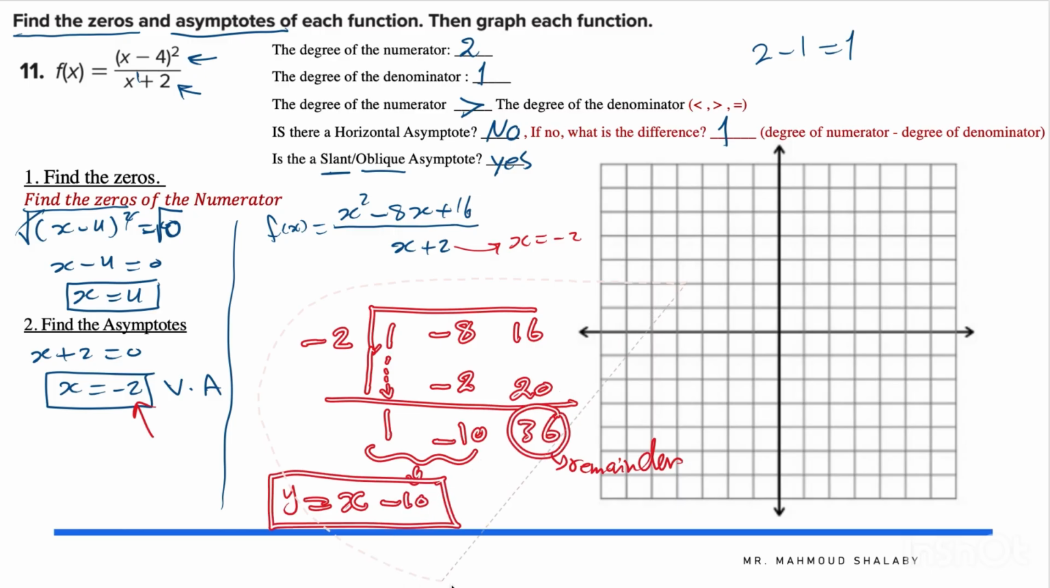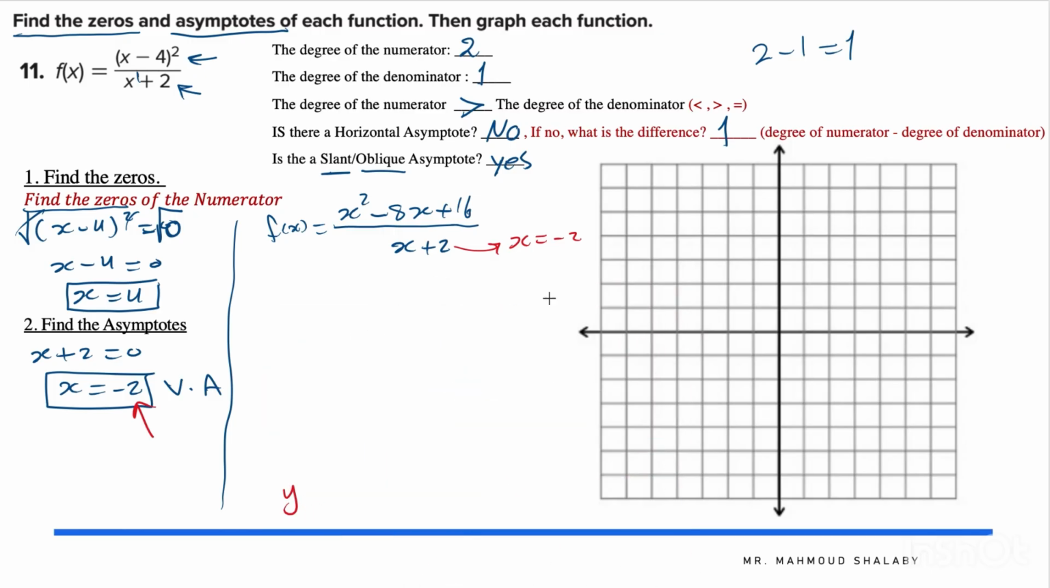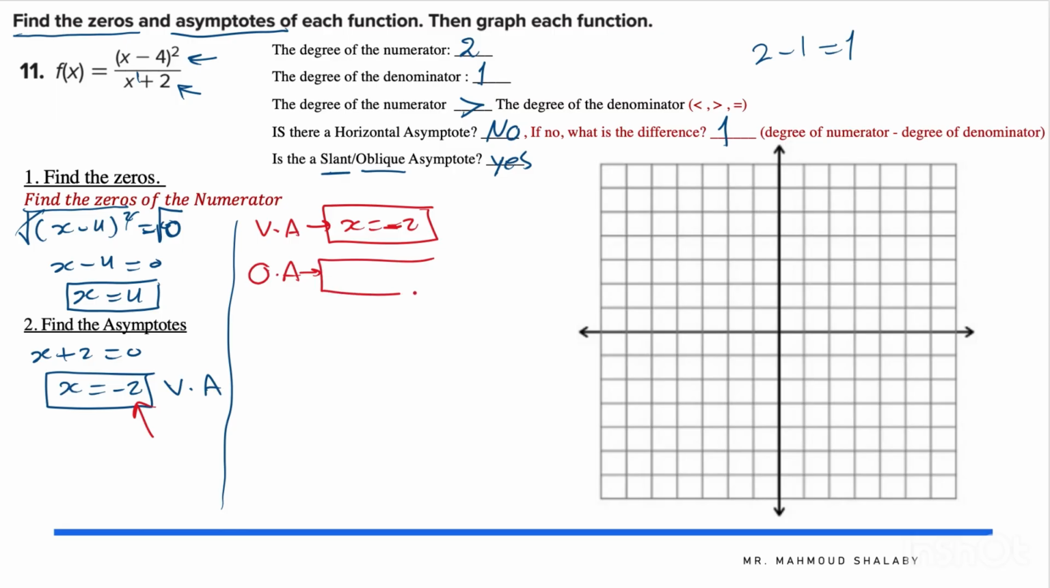Now I will remove these from here. I just need the oblique asymptote, so I will remove this part as well to graph. So I need the vertical and horizontal asymptotes to graph. So we have vertical asymptote x equals negative 2, right? And as well I need the oblique asymptote, which is y equals x minus 10. Then I will graph the function. If you remember, I said don't graph before drawing the asymptotes. Don't graph before drawing the asymptotes.